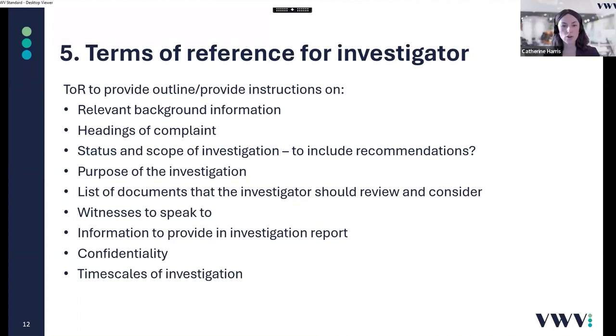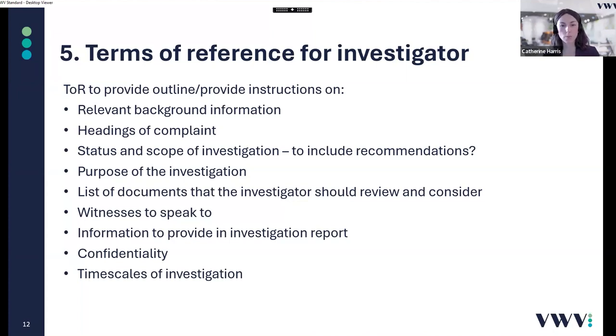It should provide information on what the decision maker wants to see in the investigation report. So that might be things like the investigator's methodology, a list of the headings of complaint, the key evidence that the investigator has gathered, any key findings of fact, and the investigator's factual conclusions.